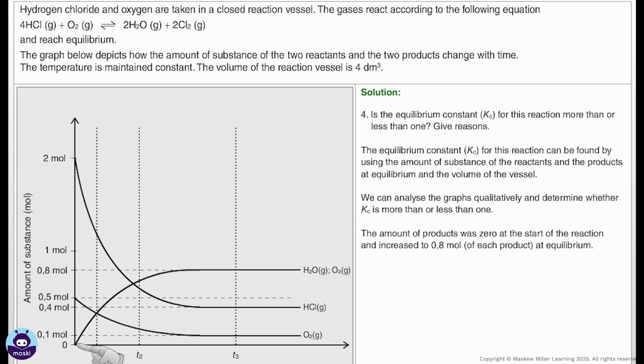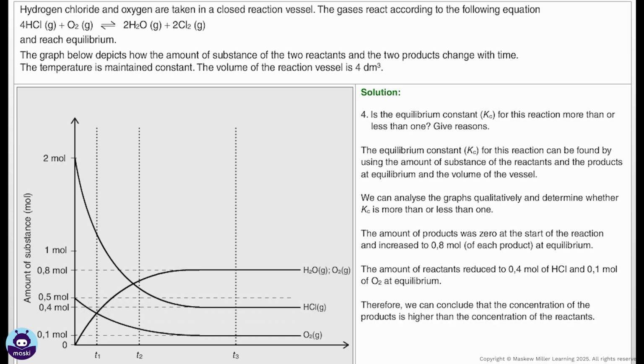The amount of products was 0 at the start of the reaction and increased to 0,8 mole of each product at equilibrium. The amount of reactants reduced to 0,4 mole of HCl and 0,1 mole of O2 at equilibrium. Therefore, we can conclude that the concentration of the products is higher than the concentration of the reactants. Therefore, Kc is bigger than 1.